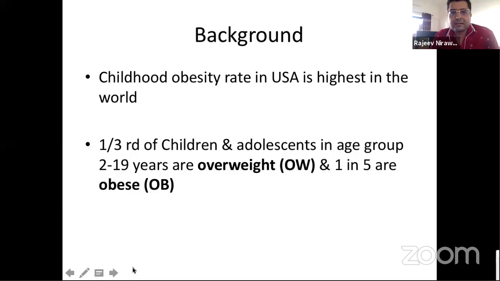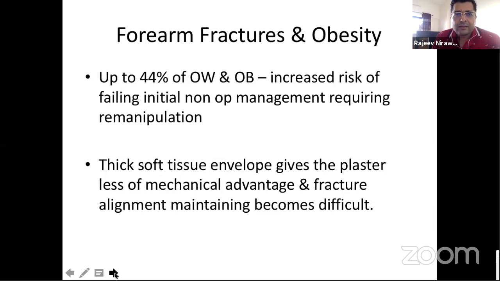The background is that the child obesity rate in the USA is the highest in the world. One third of children and adolescents in the age group of 2 to 19 years are overweight and 1 in 5 are obese. So forearm fractures and obesity have a peculiar association. Up to 44% of overweight and obese children have an increased risk of failing initial non-operative management requiring remanipulation.